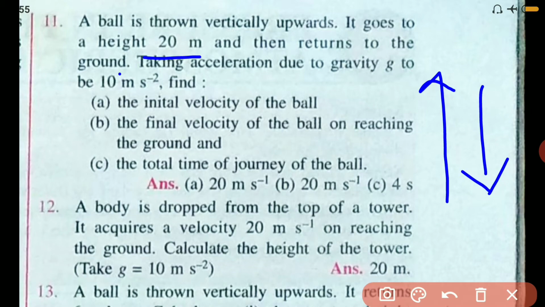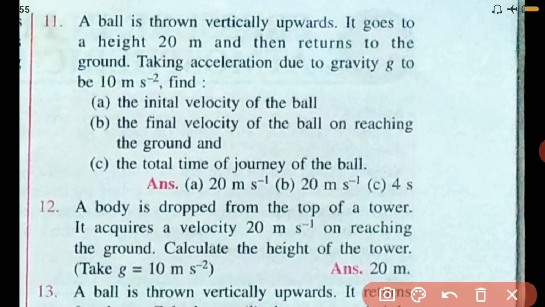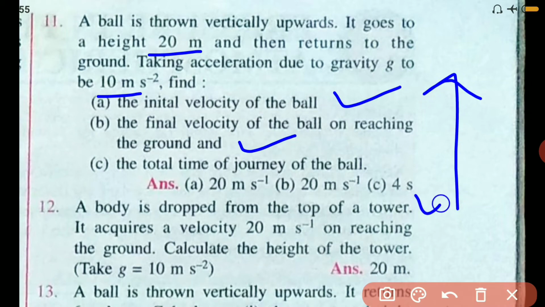Two motions, please remember. Taking acceleration due to gravity g to be 10 meter per second square, find the initial velocity of the ball. That means with the help of these two things given to us, 20 meter and 10 meter per second square, right? There are no hidden things given in the question. The initial velocity of the ball, and the final velocity of the ball on reaching the ground. So I am supposed to find the velocity with which the ball is thrown up, that is the initial velocity of the ball. And in the second condition, when the ball is coming down, I am supposed to find its final velocity on reaching the ground.